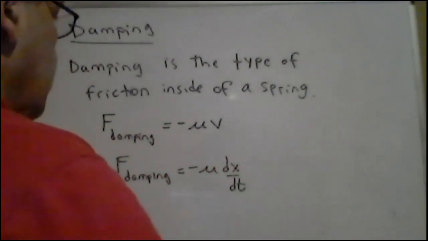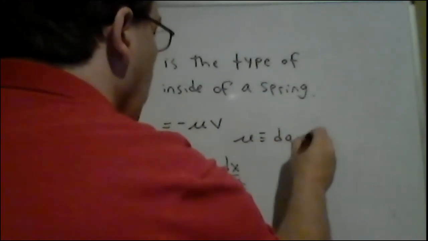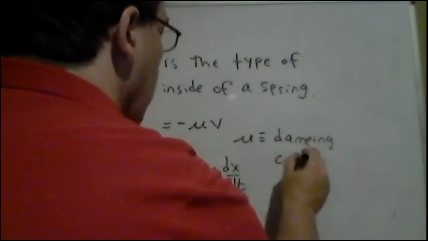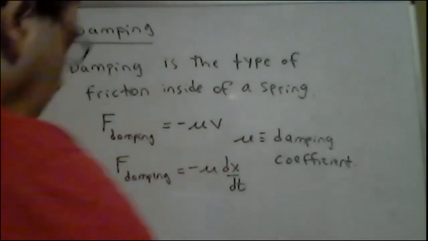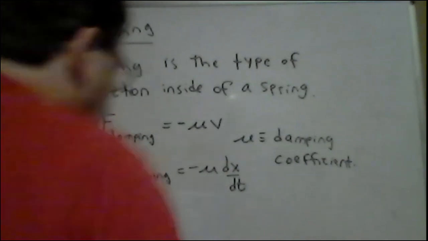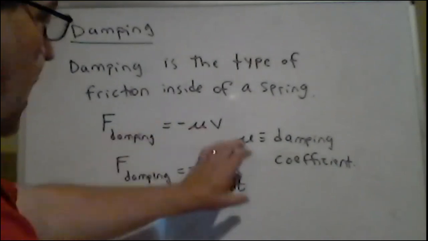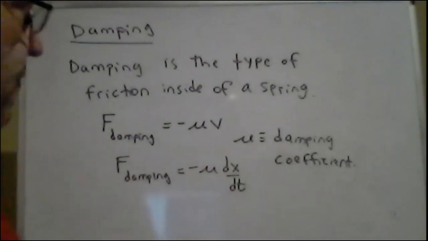All right, so mu is a damping coefficient. I can't derive this. I just know experimentally that this is how the damping force, this frictional force of the spring, goes. That's the form of it. It's an empirical relationship. You can set different damping coefficients, but again, there's nothing to derive here.